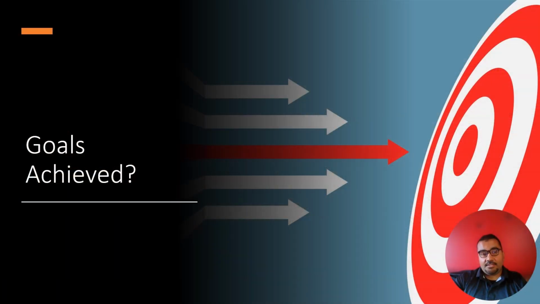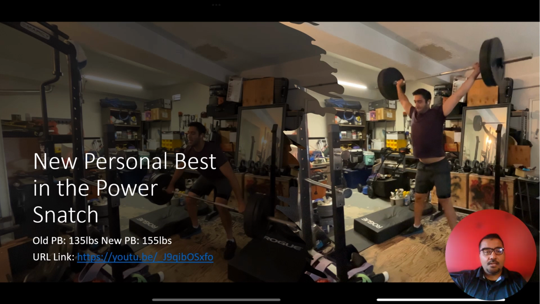So goals achieved. My participant is able to achieve a new personal best within the Power Snatch, which we're going to see in a short video clip. He is able to break the 135-pound barrier, because his personal best was 135 pounds on the snatch, and anytime he did snatches, he couldn't get past 135 over and over. So he does a significant amount of high pulls needed to develop speed and power output.